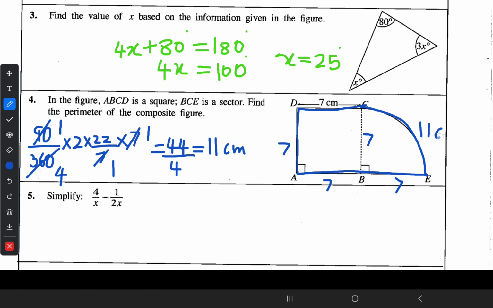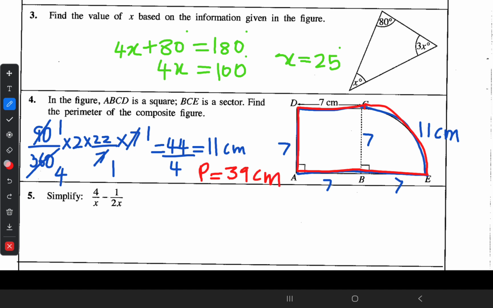11 centimeters. To find the perimeter, you should add all the external lengths. 7 plus 7, 14 plus 7, 21 plus 7, 28 plus 11. It would be the perimeter. It would be equal to 39 centimeters.